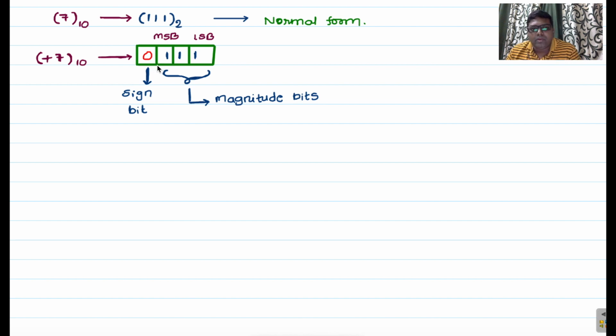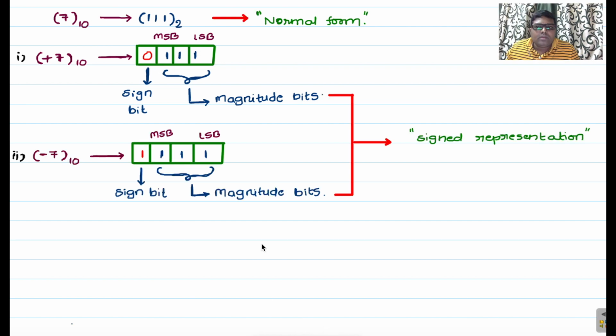In the same way, you can do negative 7 also, that means minus 7 base 10. How do you represent it? In this case, we add 1 on its leftmost side, that means in front of this number, the most significant bit side. If you add sign bit 1, then definitely that is a negative number. This is the sign bit, and the rest indicates the magnitude of that particular number. So these two are signed representations, and this one is the normal form.